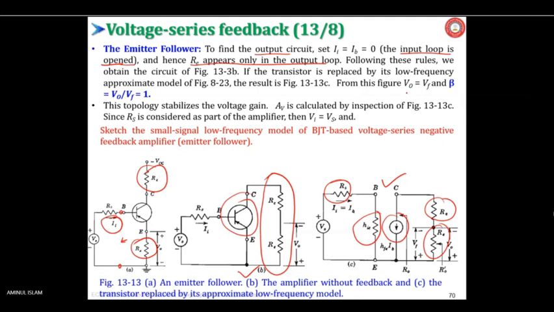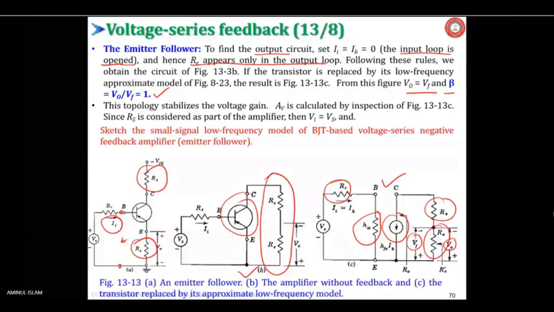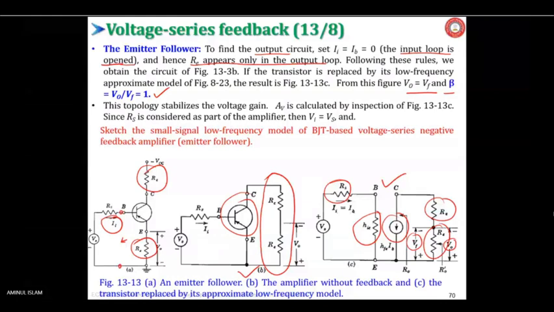From this figure, VO equals VF. We have also discussed earlier that VO is going to be VF in case of a voltage series negative feedback amplifier, the FET version. Now we are discussing the BJT version. Hence, we can write beta equals 1. This is understood, why beta equals 1? Yes, sir, understood.